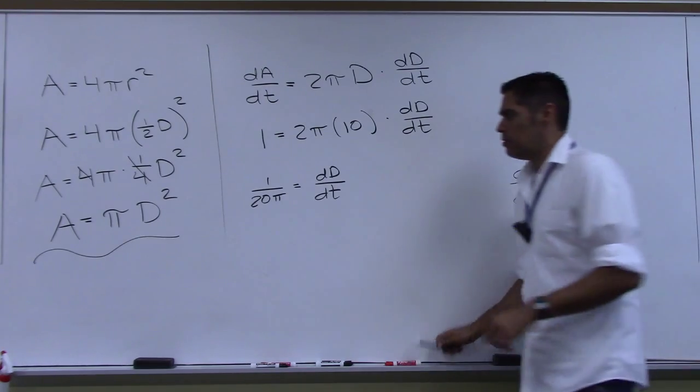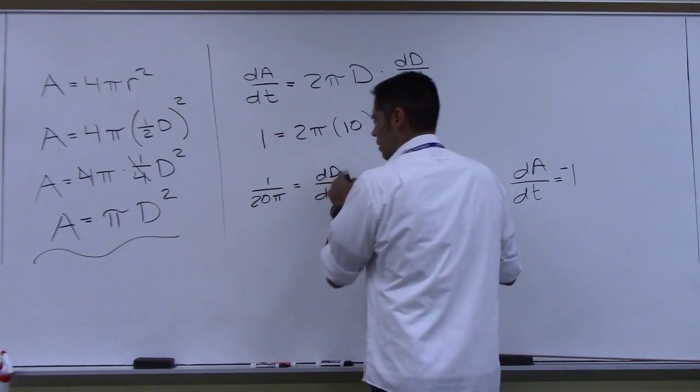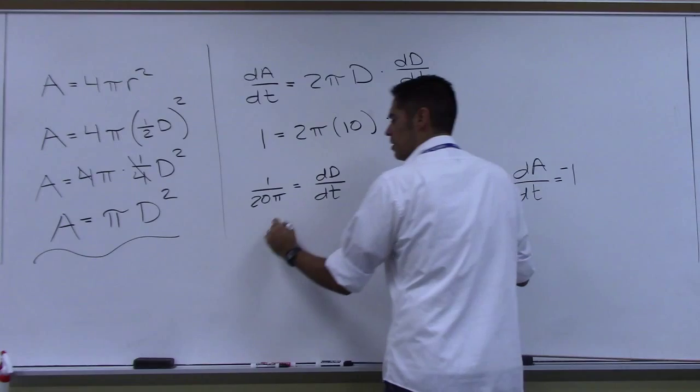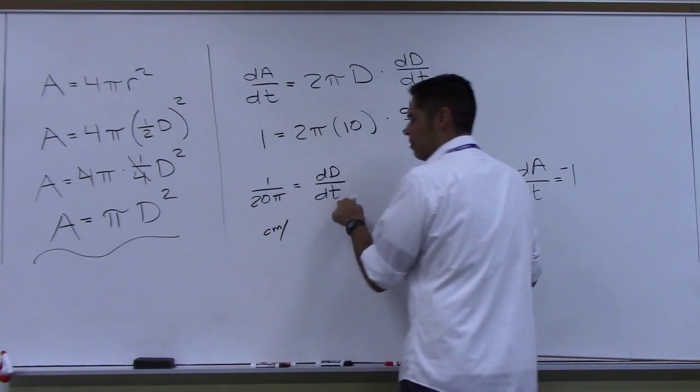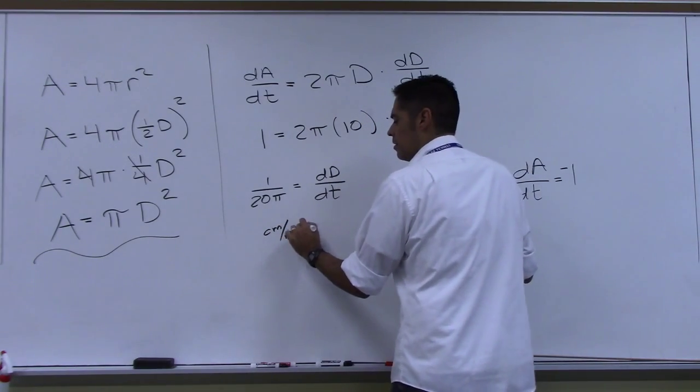Units, though, we do need the units. This would be diameters measured in centimeters, and time here was measured in minutes, centimeters per minute.